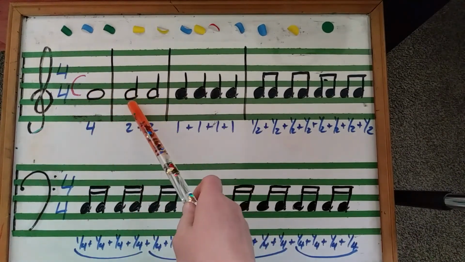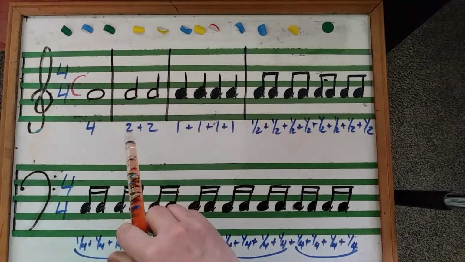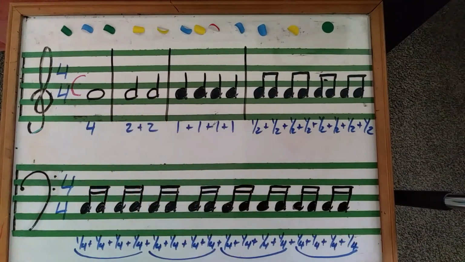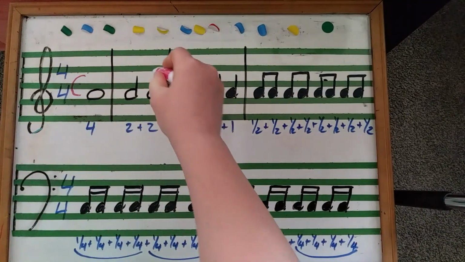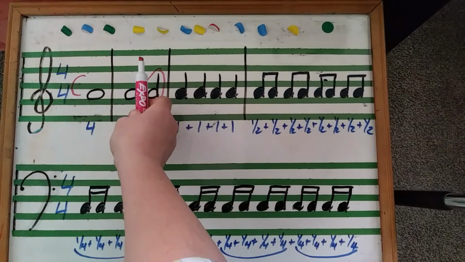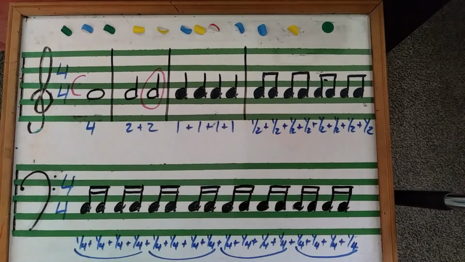There's room for 2 half notes in a measure because each half note is worth 2 beats. 2 plus 2 is 4. There's no room for any more. So 1 of these half notes takes up half of this measure, which is why it's called a half note.